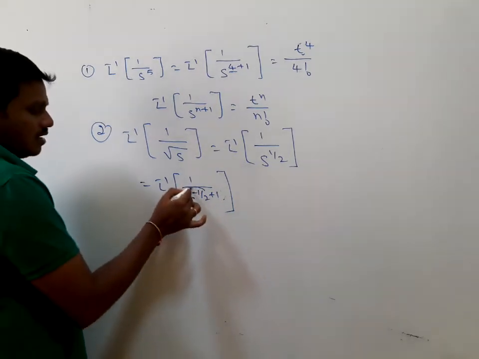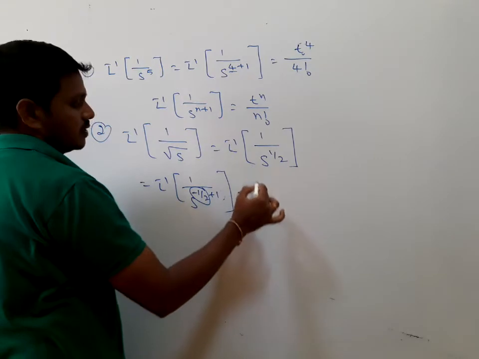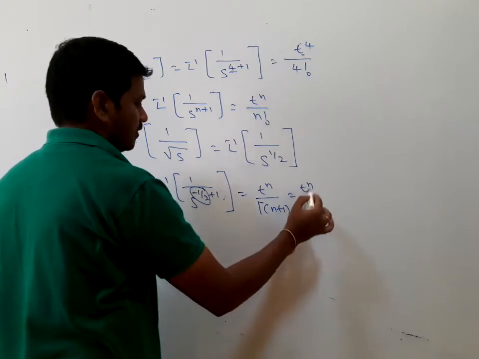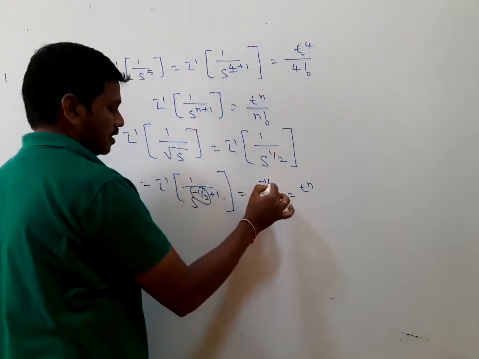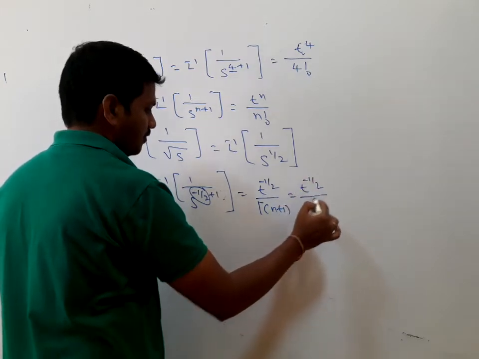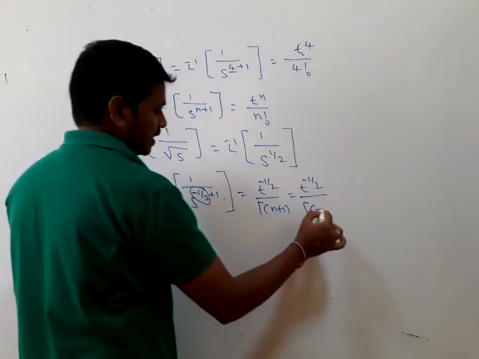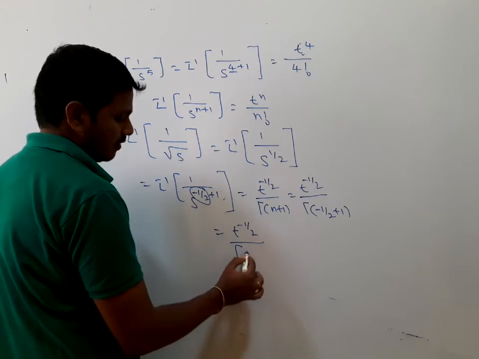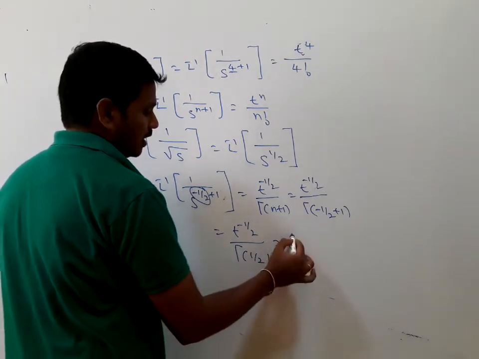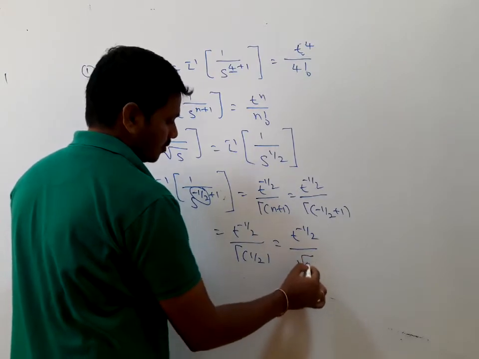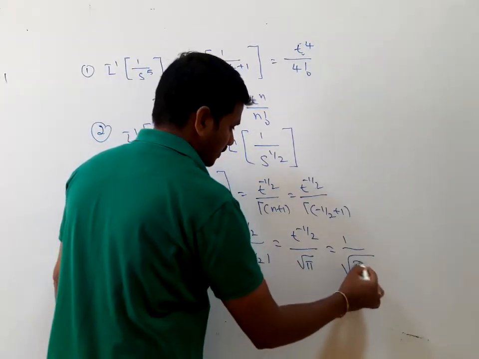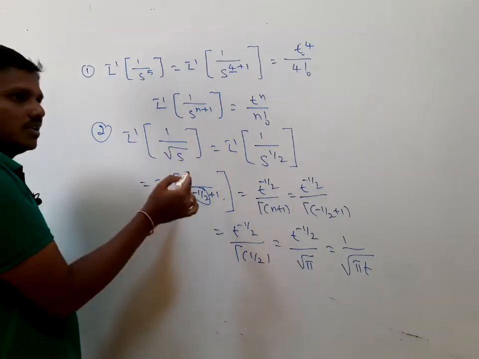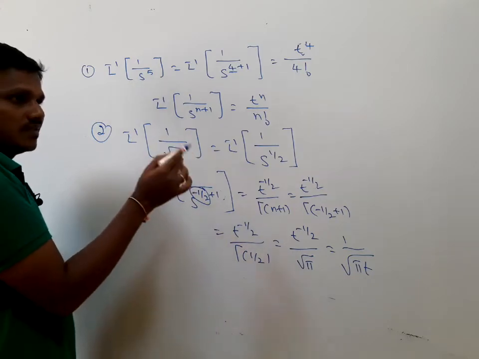Here n is equal to what? Minus 1 by 2. So by using this, t to the power of n divided by gamma of n plus 1, which is t to the power of minus 1 by 2 divided by gamma of n plus 1. N plus 1 is minus 1 by 2 plus 1, which is gamma of 1 by 2. Gamma of 1 by 2 is equal to root pi. So it is t to the power of minus 1 by 2 divided by root pi, which is equal to 1 by root pi t. This is the evaluation process, right? Why? Here 1 by 2 is not a positive integer, it is a real number which is greater than minus 1, right?